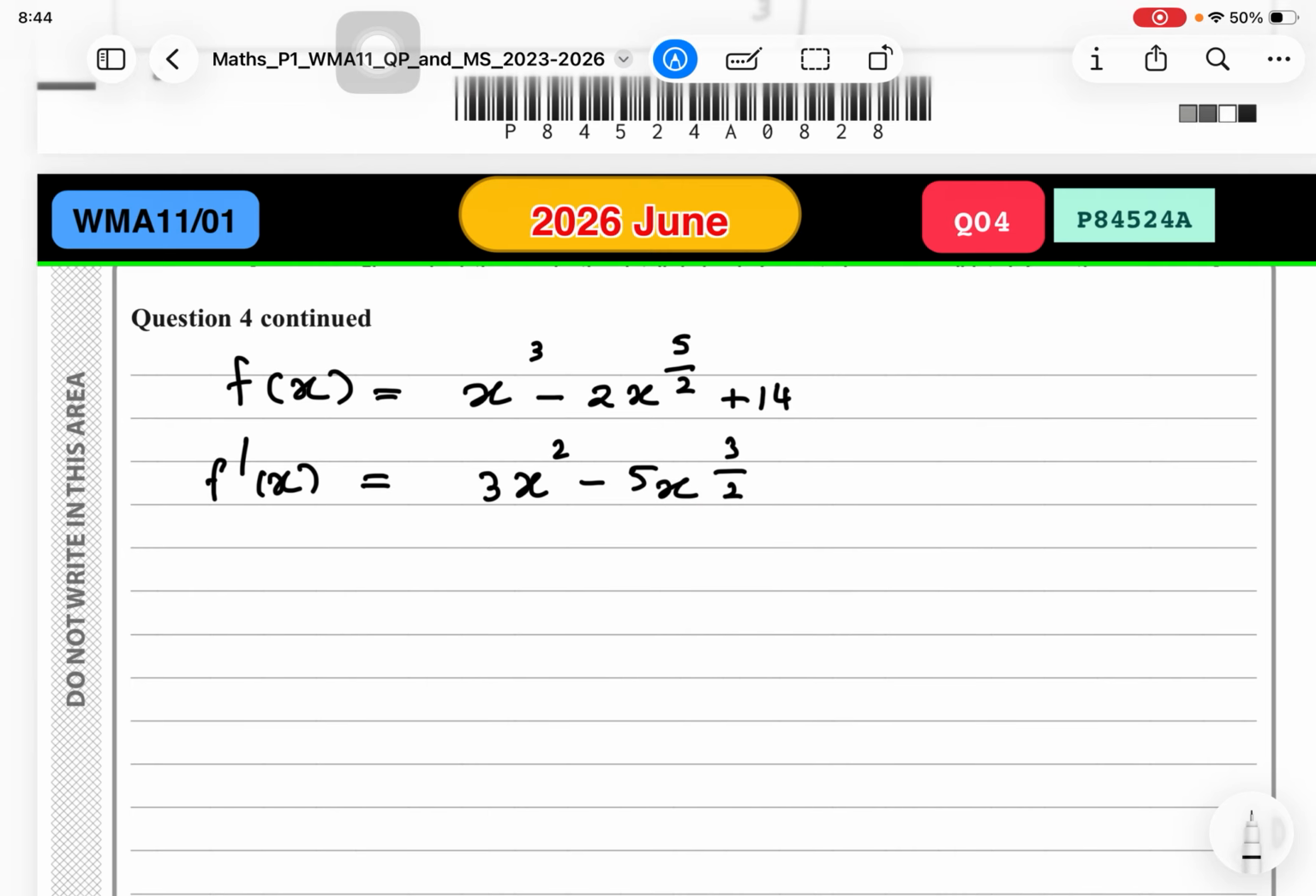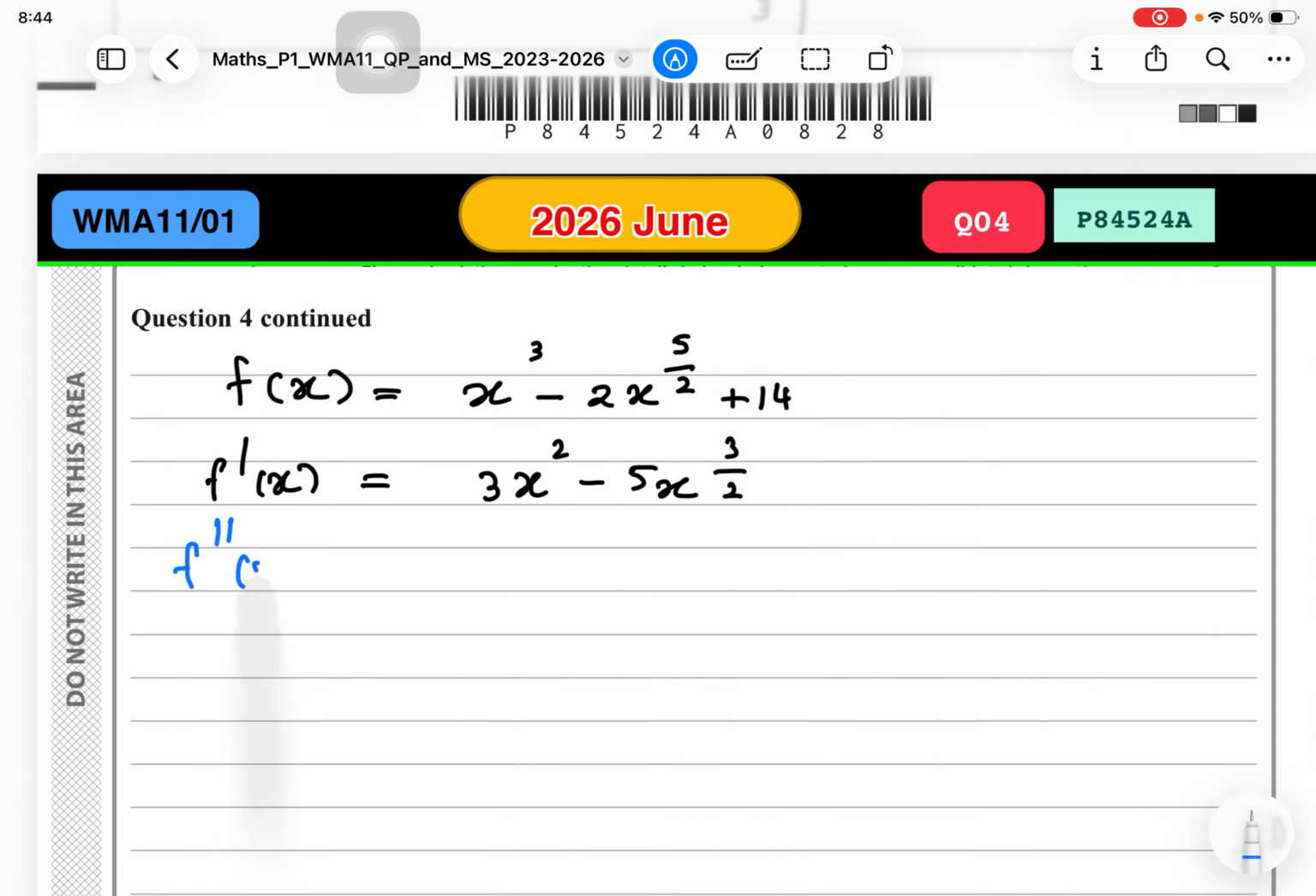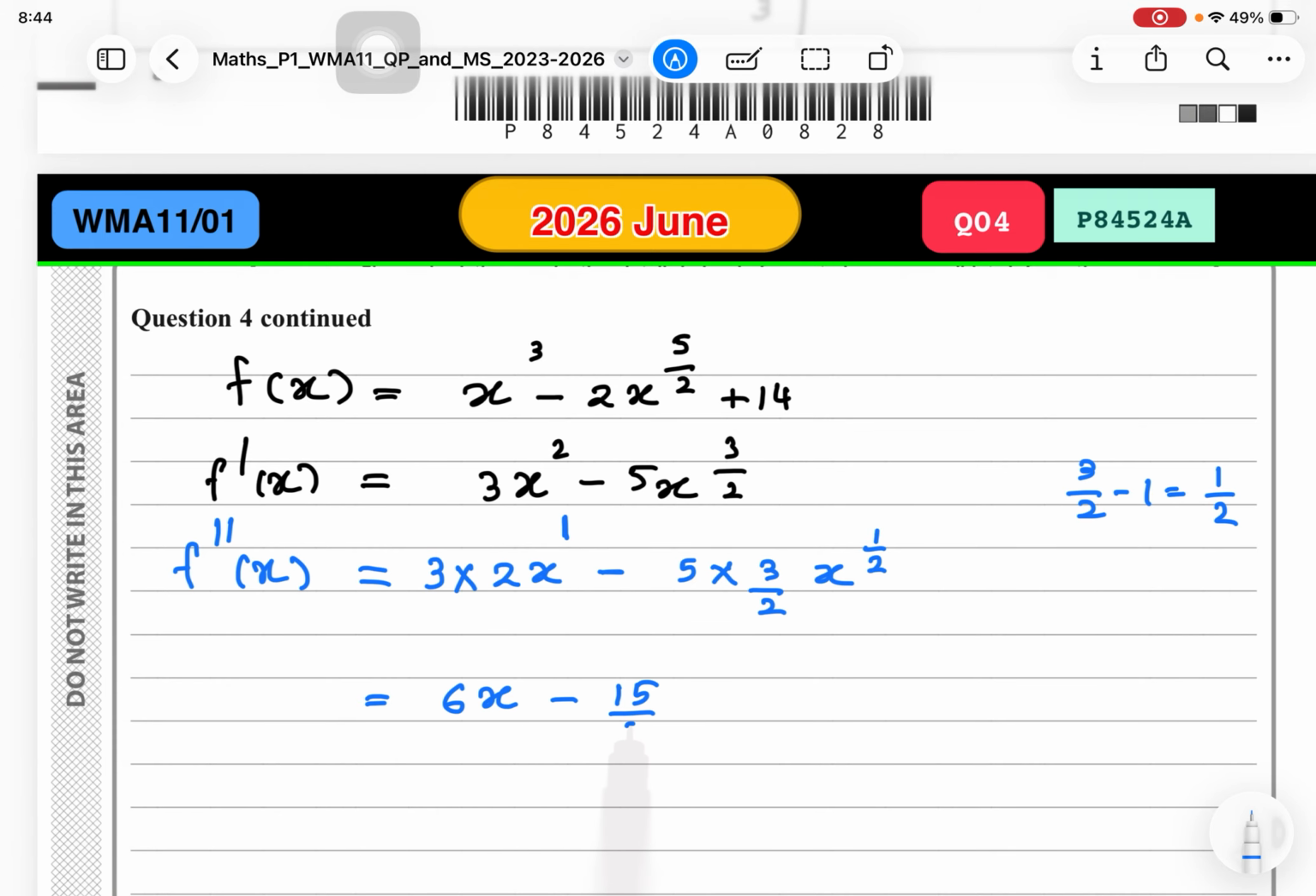Now we need to find f''(x). So f''(x) is differentiating this again. It's quite similar, so we get the 3 here, x to the power 1 minus 5, 3 over 2, x to the power 3 over 2 minus 1 is half, so x to the power 1 over 2. So this is 6x minus 15 divided by 2, x to the power half. This is our f''(x).